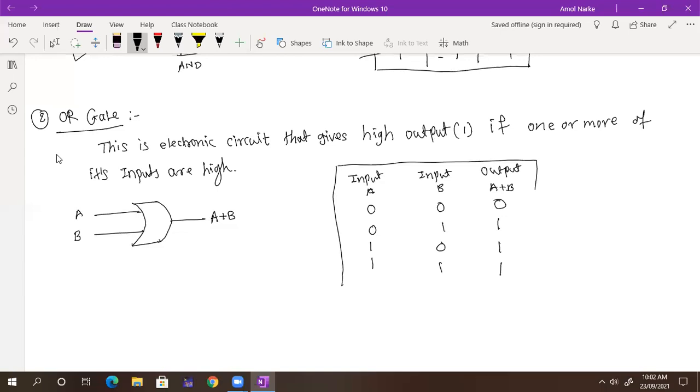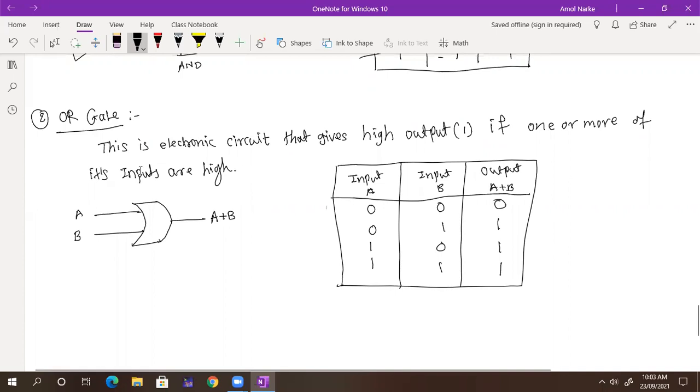Write this down. This is what we have for the OR gate. What about the NOT gate? Everyone done with that? Tell me. Yes, sir.